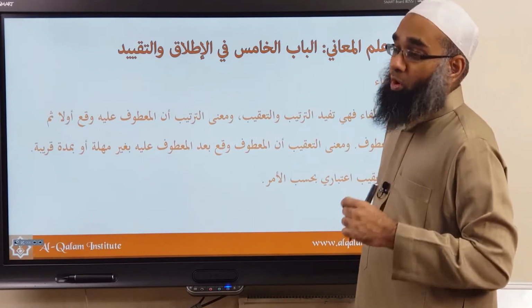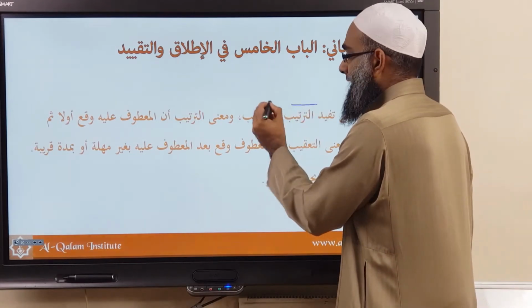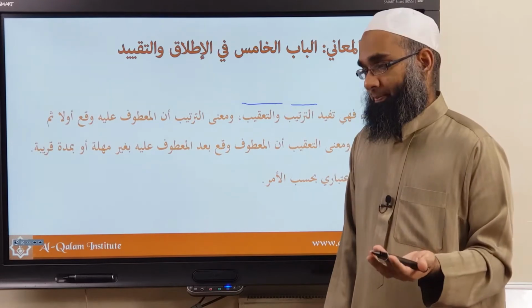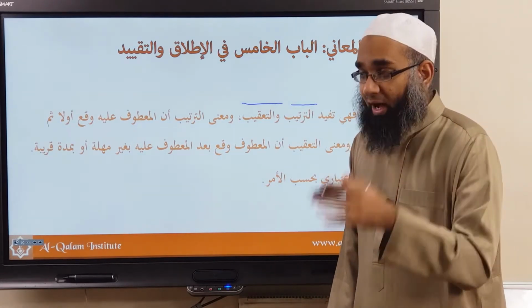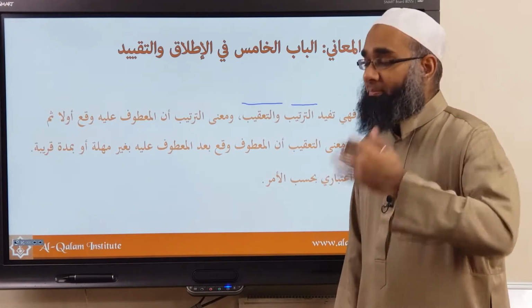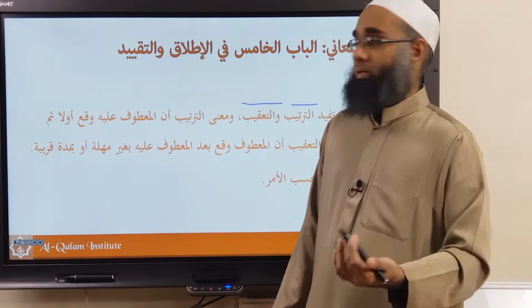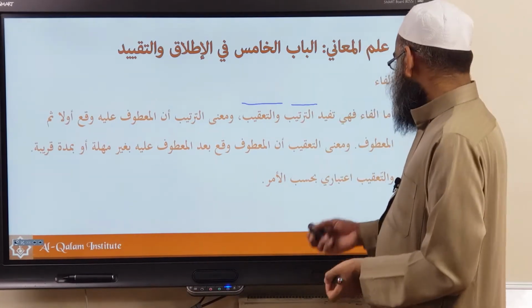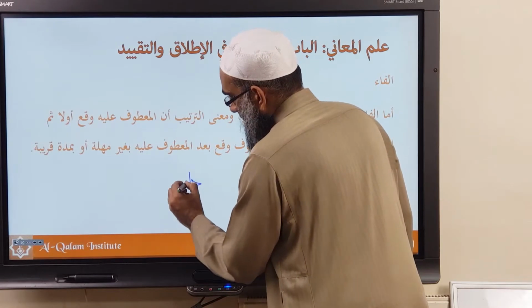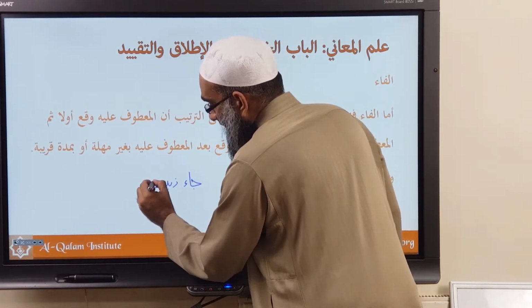So, that's wow. Fa. What's fa for? Fa shows tartib and ta'qib. What does tartib mean? Order. That yes, when you have fa, it means the ma'tuf alayh occurred first, the verb first, and the ma'tuf done it afterwards. So for example, if we say ja'a zaydun fa amrun.